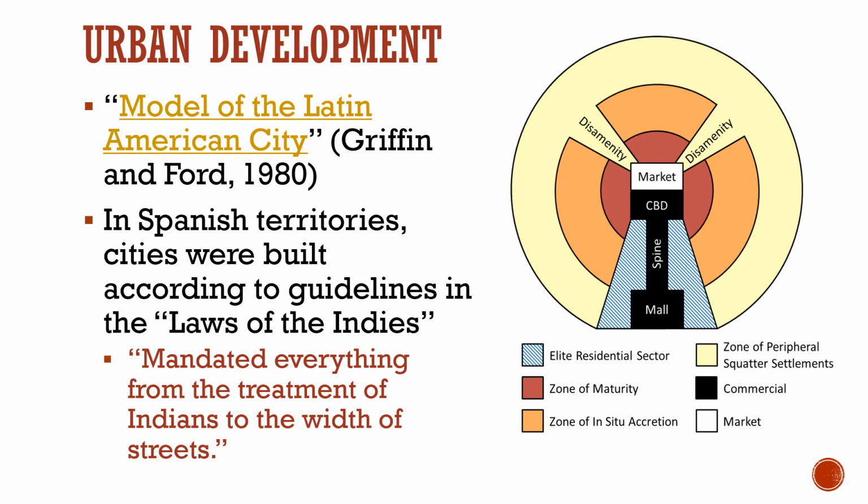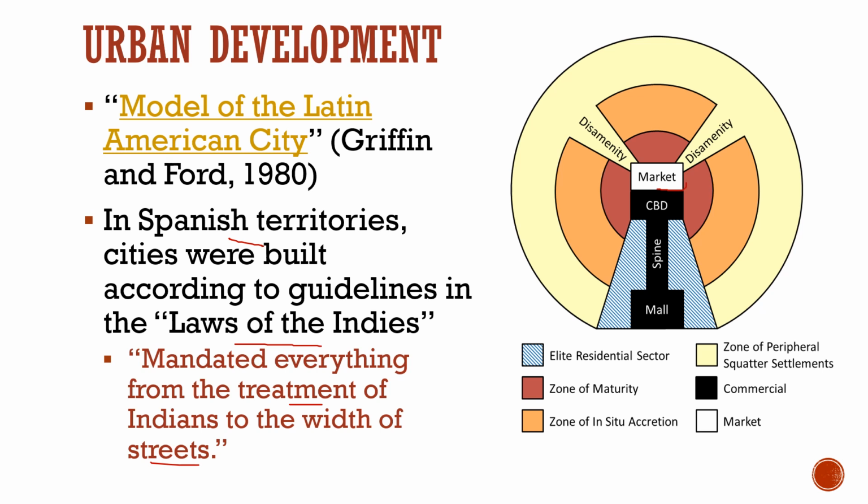All right, so wrapping up this chapter, talking about urban development. A link here about the model of Latin American city that's interesting. But then in the Spanish territories, the cities were built according to guidelines called the Law of the Indies, and this mandated everything from the treatment of the Indians to the width of the street. So everything was very dictated, and it set up what we see here to the right.